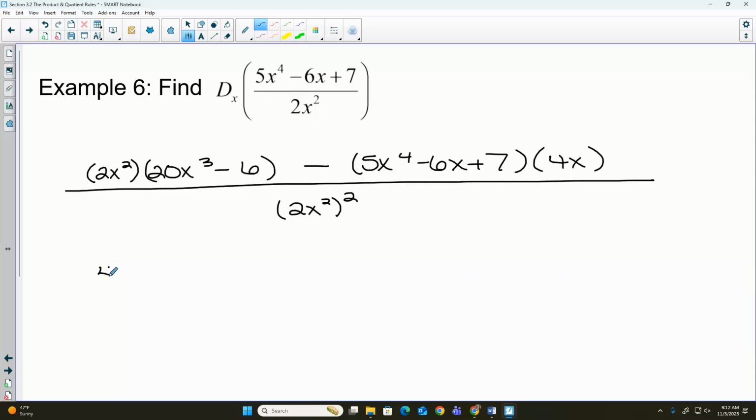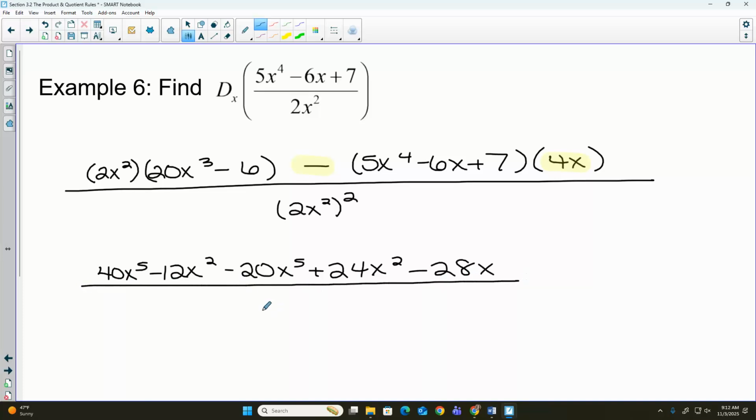So then you get 40x to the fifth minus 12x squared. In this one, I'm going to distribute my negative and my 4x at the same time. So it'll be minus 20x to the fifth, 24x squared, minus 28x. On the bottom, if we square that, we get 4x to the fourth.